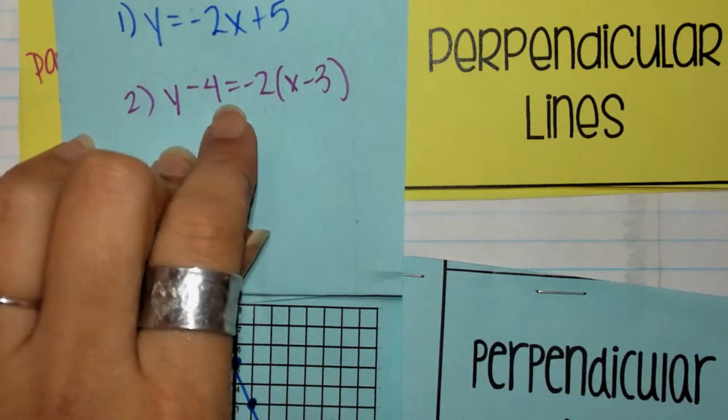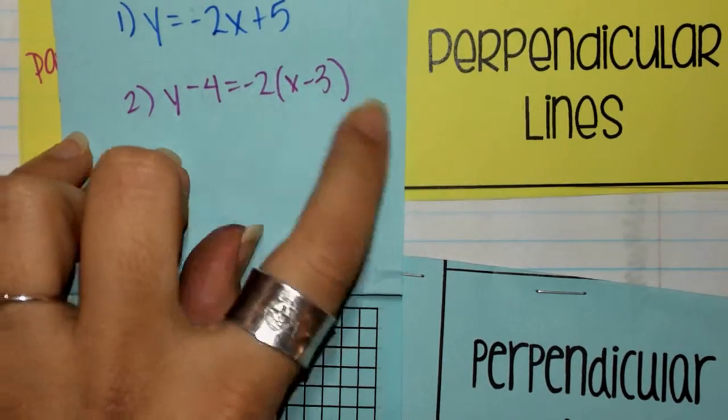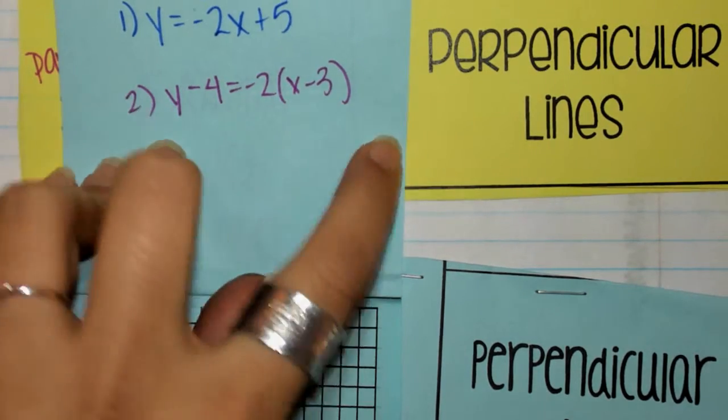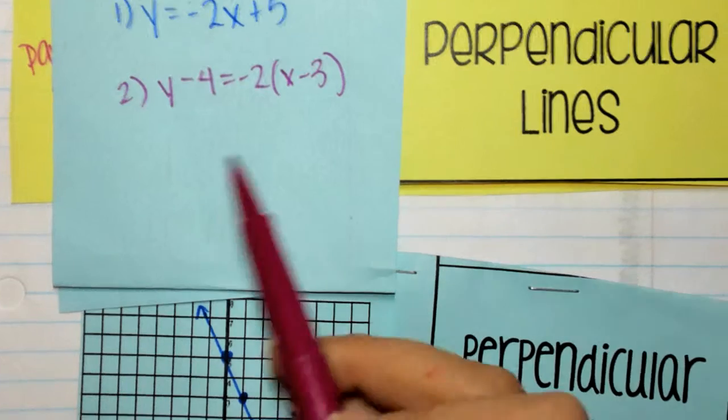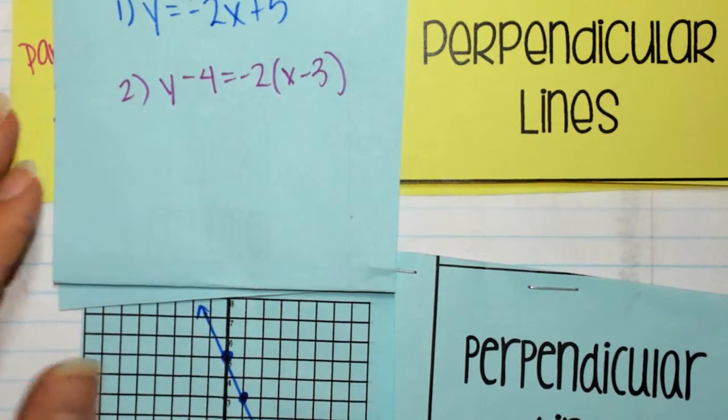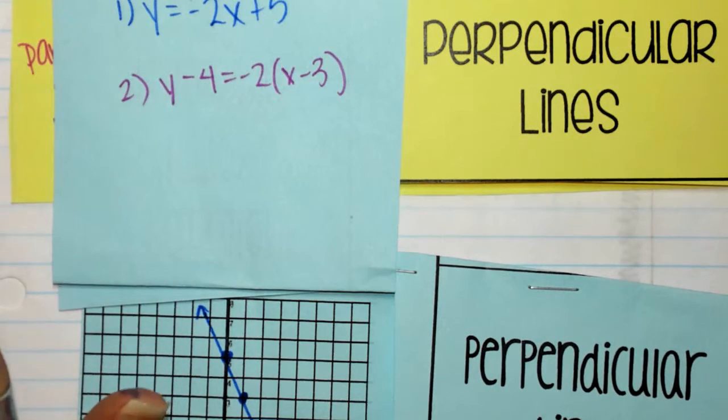Alright, now, we have our equation in point-slope form. I want you to tell me how we can convert that to slope-intercept. So how could we write this as y equals mx plus b? What would we do first?